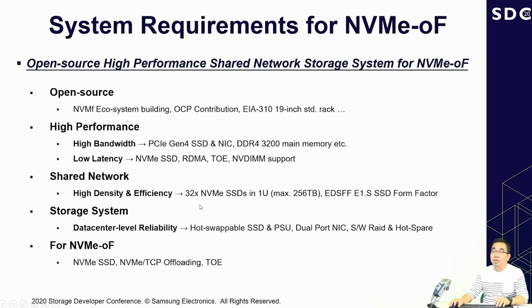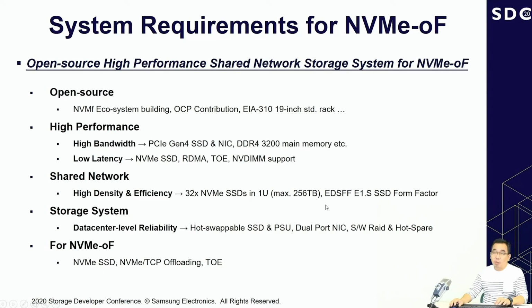And since it's a shared network storage system, the system should offer high density and highly efficient storage. With the Poseidon system, there are 32 NVMe-oF SSDs in one system, and with 8 terabytes per SSD drive, you can have a maximum of 256 terabytes of storage capacity in one system. And we adopted the latest EDSFF form factor E1.S SSD to increase the system efficiency further.